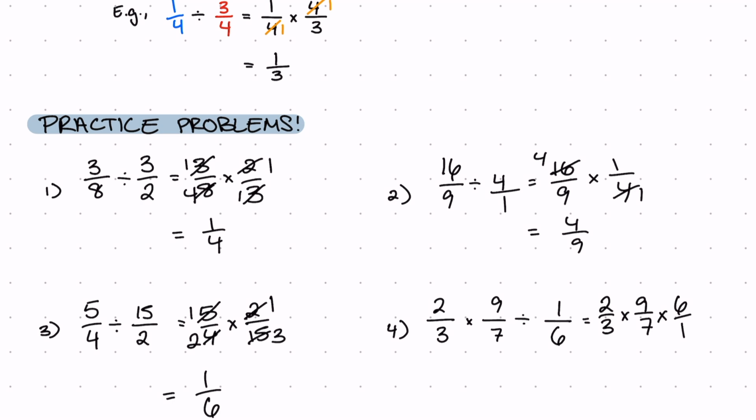So right away we can see that we have a 6 and we have a 3. So 6 and 3 are both divisible by 3. So 6 divided by 3 is 2, and 3 divided by 3 is 1. And now I don't see any other things that I'm able to reduce right now. So let's just go ahead and multiply. So we have 2 times 2 times 9. So 2 times 2 is 4. 4 times 9 is 36. And we have 36 over 7. So that would be our final answer.